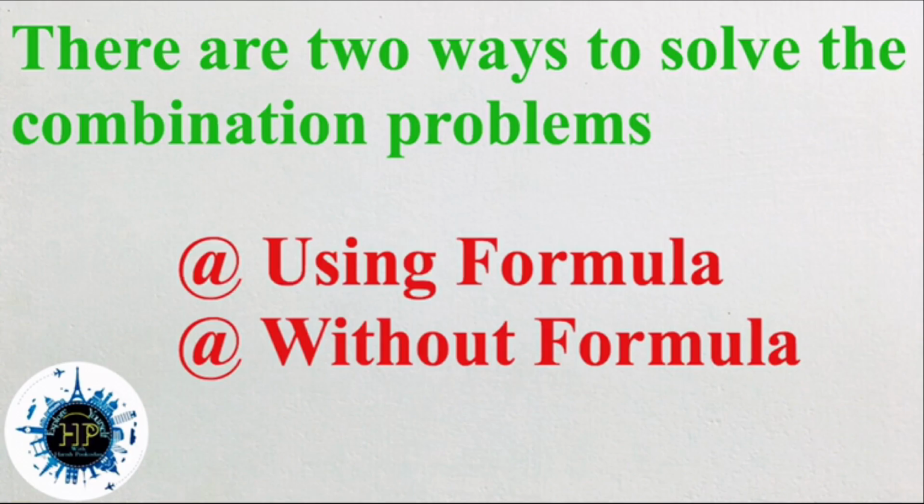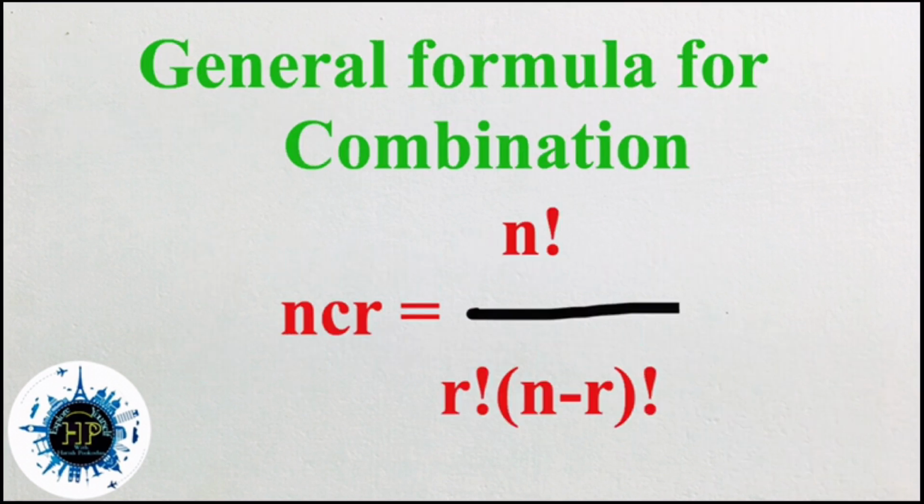So there are 2 ways to solve combination problems. One is using a formula, the other is without a formula. First, using the formula, we are solving the problem. The general formula for combination is nCr equals n factorial divided by r factorial times (n minus r) factorial. So this is the formula for doing the problem.